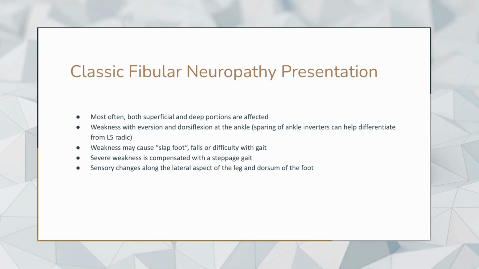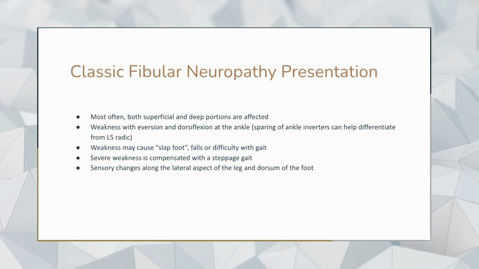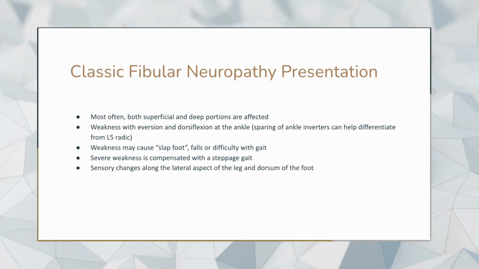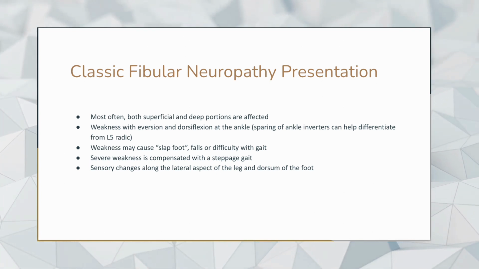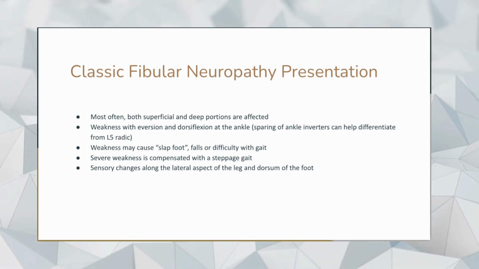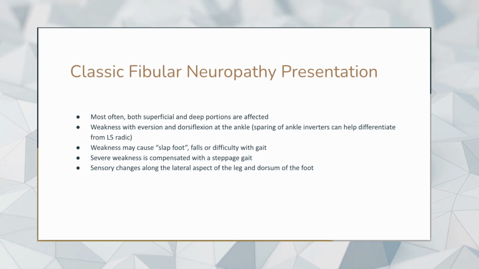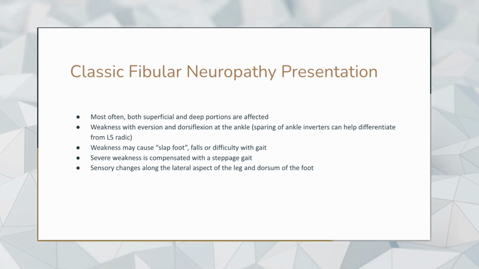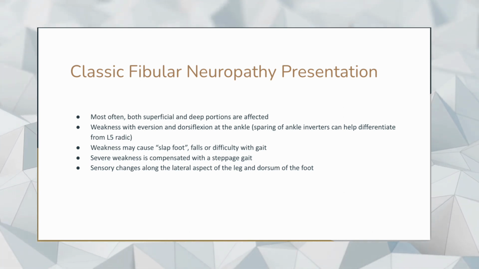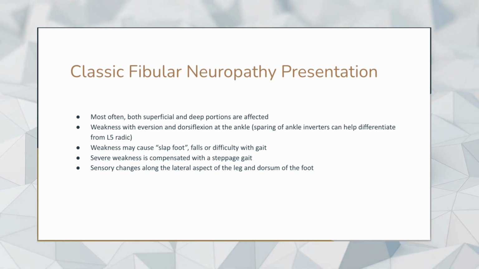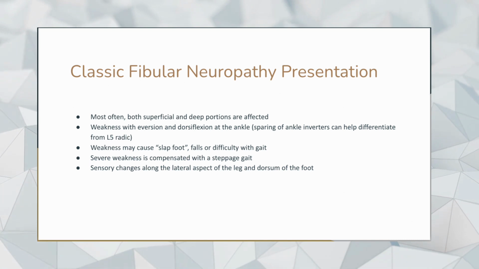Classically, fibular neuropathy presents with both branches of the fibular nerve affected, superficial and deep. There's typically weakness with eversion and dorsiflexion at the ankle, and there's sparing of the ankle inverters, which can help differentiate from an L5 radiculopathy. There's weakness that may cause a slap foot, falls or difficulty with gait, and compensated gait is a steppage gait. Sensory changes are located along the lateral aspect of the leg and the dorsum of the foot.